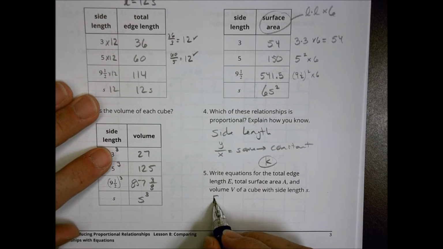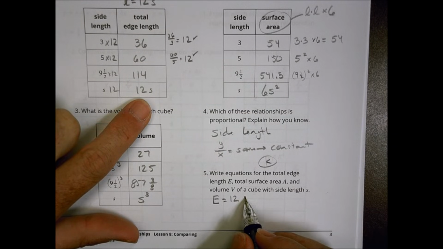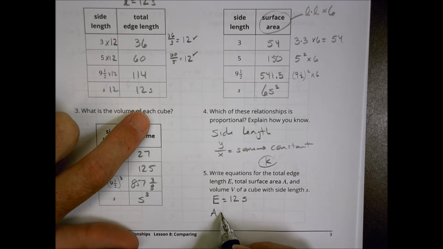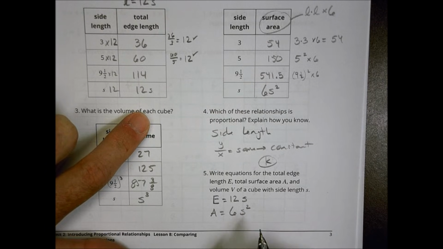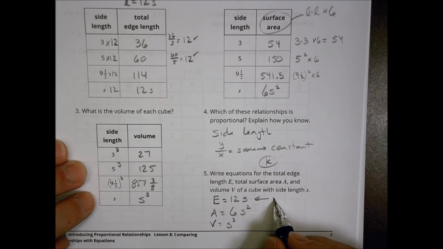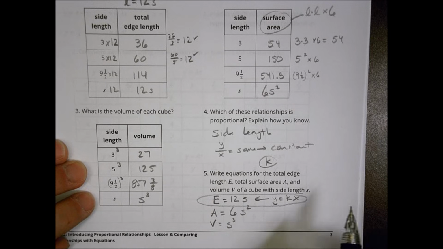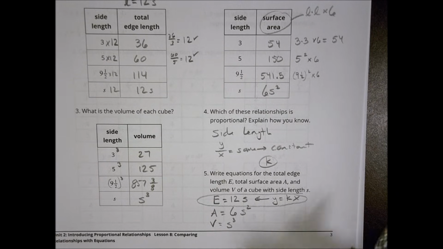To find the edge length is going to be equal to, and we can use our values down here in the table, 12 times the length of the side, 12s. For the area, it's going to be 6 faces times the area of one of those faces. And the volume would be equal to a side length cubed. Only one of these is in that form of y equals kx, which it needs to be in order to be a proportional relationship.